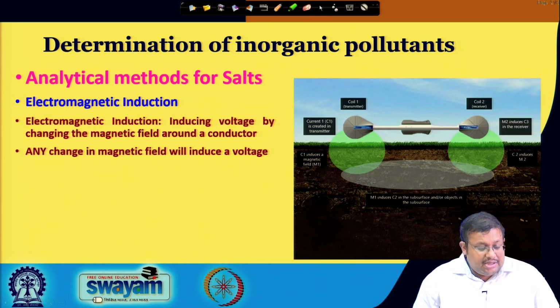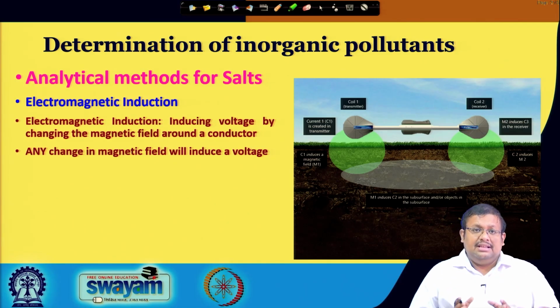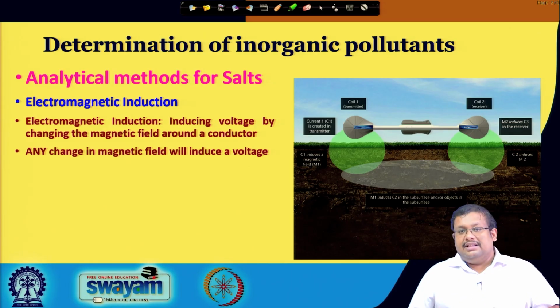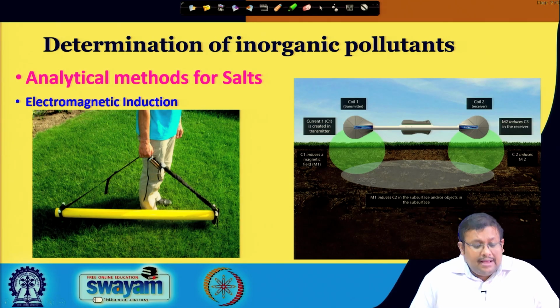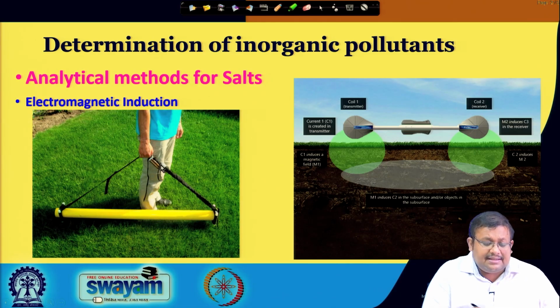Now, let me show you a picture. Basically, you can see two points. One is electromagnetic induction, which is inducing voltage by changing the magnetic field around a conductor, and secondly, the important thing is that any change in the magnetic field will induce a voltage. So, if we move this EM sensor with respect to the earth's magnetic field, that will induce a voltage, which will be measured at the receiver coil. This is how we measure the salt concentration in the soil, and these are the instruments you can see. Basically, the researcher or the scientist has to move this bar, you can see it here.